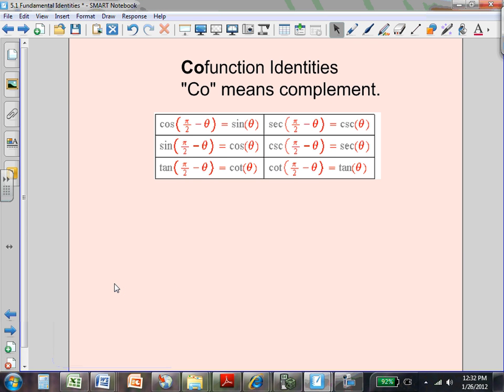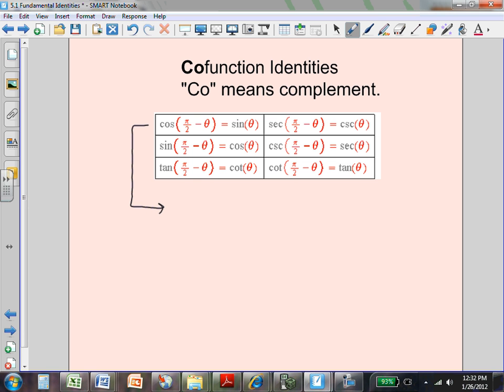Okay, here's a continuation of 5.1, the identities that we need to learn. This time we're looking at cofunction identities and even and odd. We'll start with cofunction. Now, co in cofunction means complement. So the big idea here is that we're dealing with some complements of things. And I'm going to focus on this first piece right here.